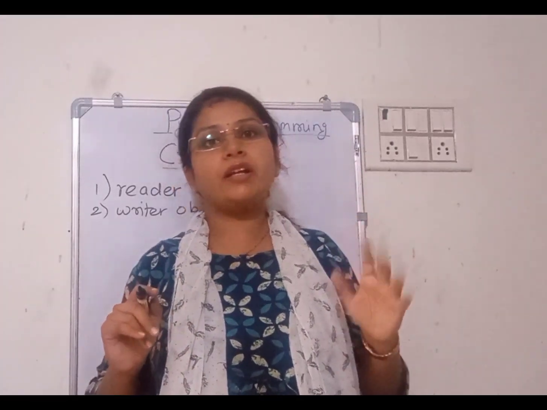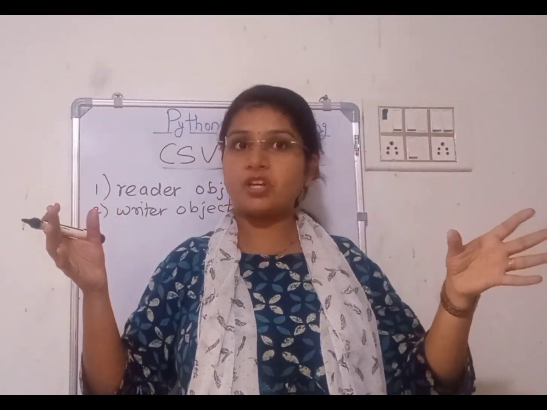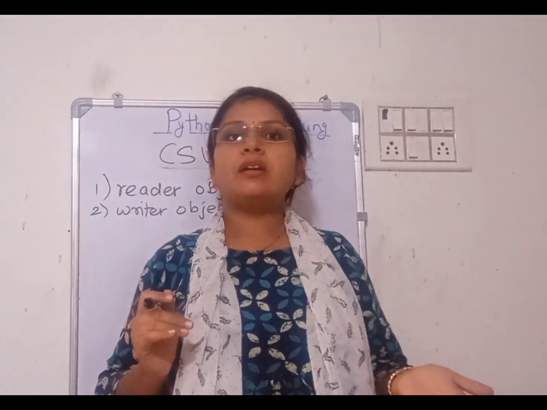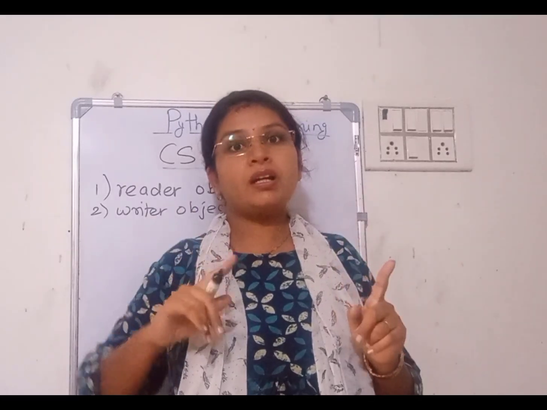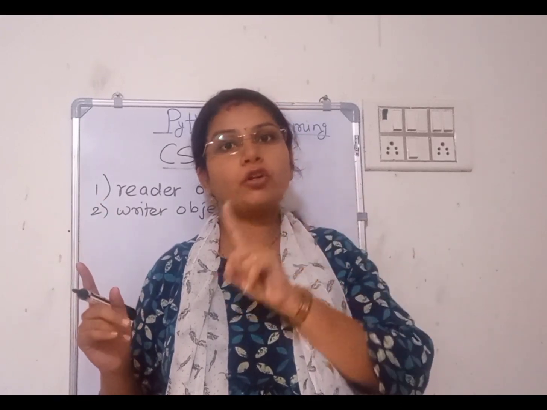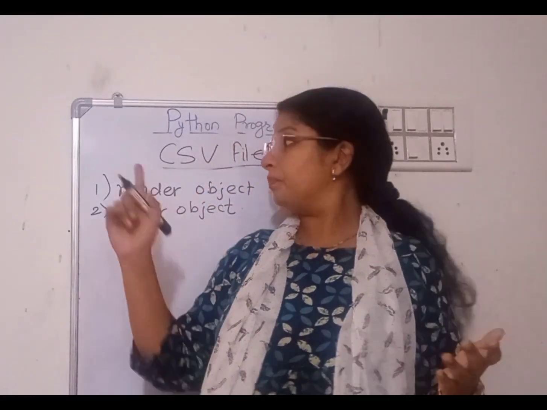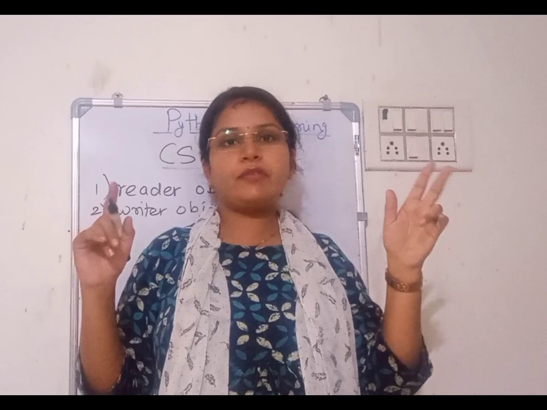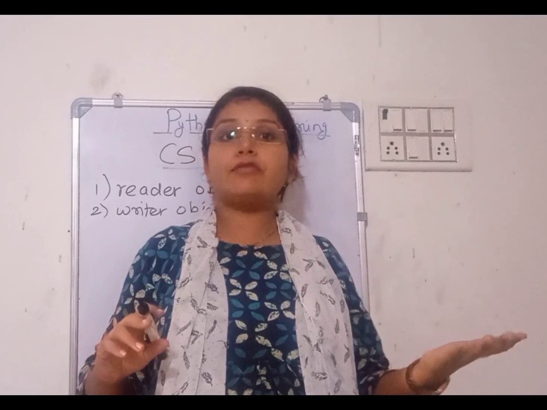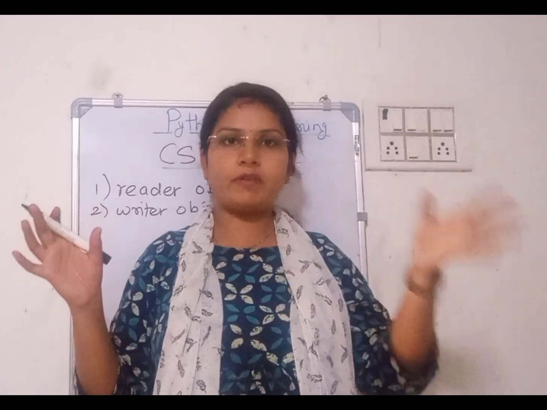In text file and binary file, first we create the file object, we load the reference of the file into the file object, and for every other operation in text file and binary file, we access all the methods using the file object only, right? But in CSV file, just like text and binary, first we create the file object. So first we open the file, create the file object, and load the reference of the file into the file object.